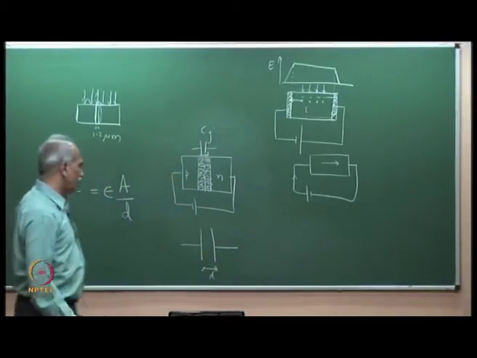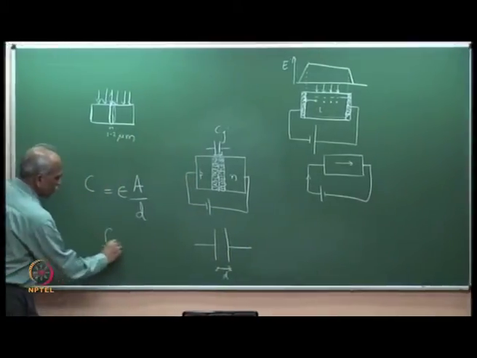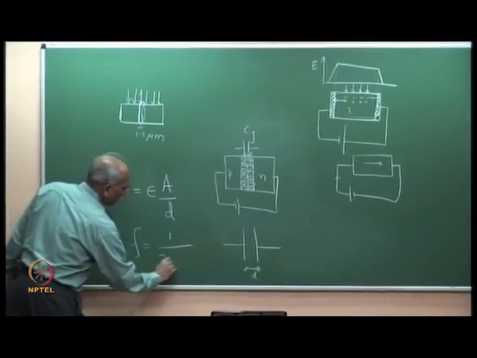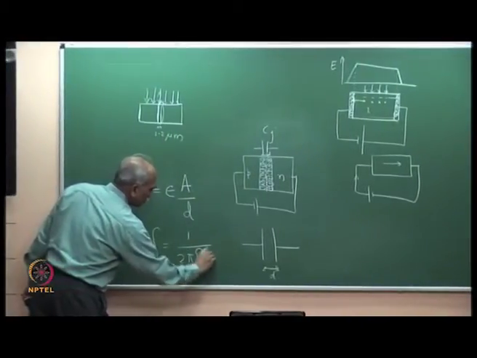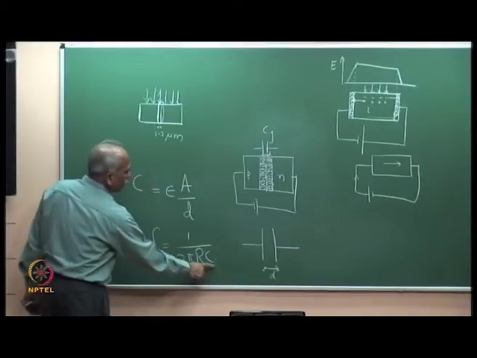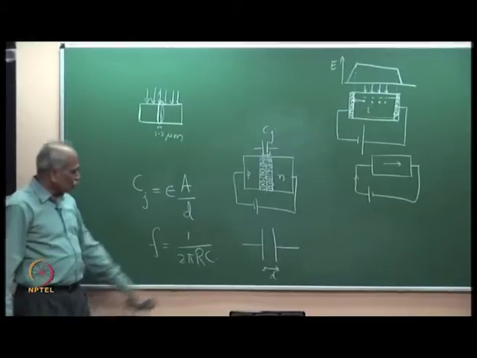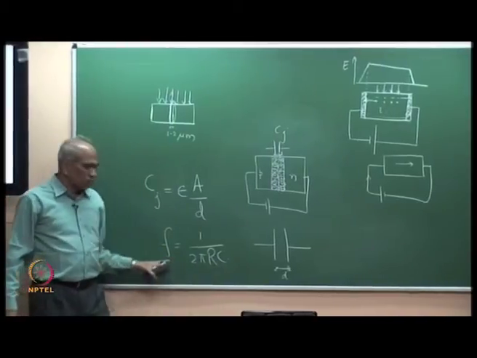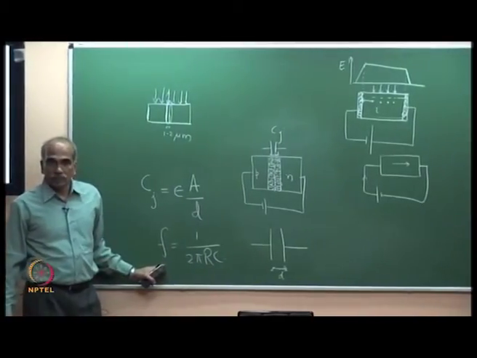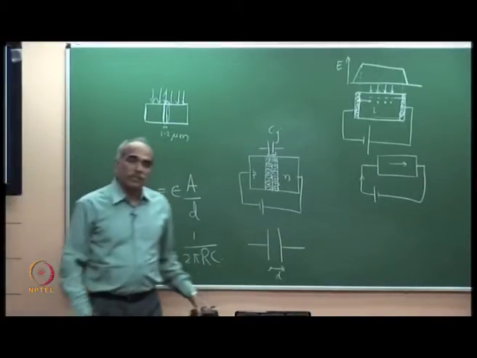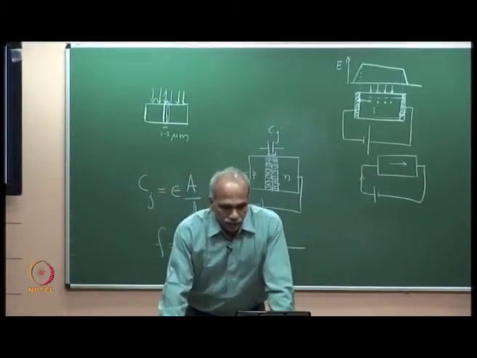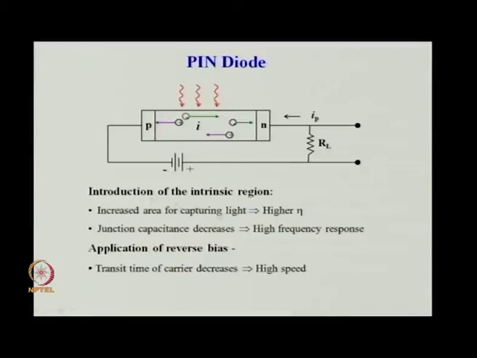We will see shortly that the frequency response is approximately 1 by 2 pi R into C, and this C primarily comprises of the junction capacitance here, Cj. Smaller the junction capacitance, larger is the cutoff frequency. And this is the second important advantage of using I, and therefore, high frequency response. These detectors are high frequency, high speed devices.